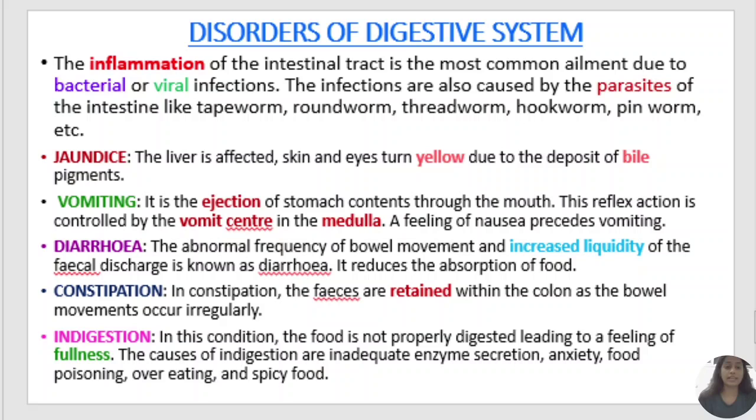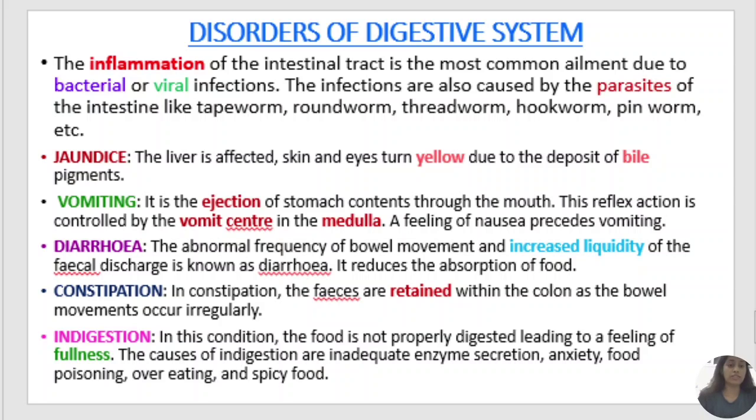Vomiting is the ejection of the stomach contents through the mouth. This reflex action is controlled by the vomit center in the medulla. Medulla is the part of the brain, the base part of the brain called the medulla oblongata. It is the vomit center. A feeling of nausea precedes vomiting.